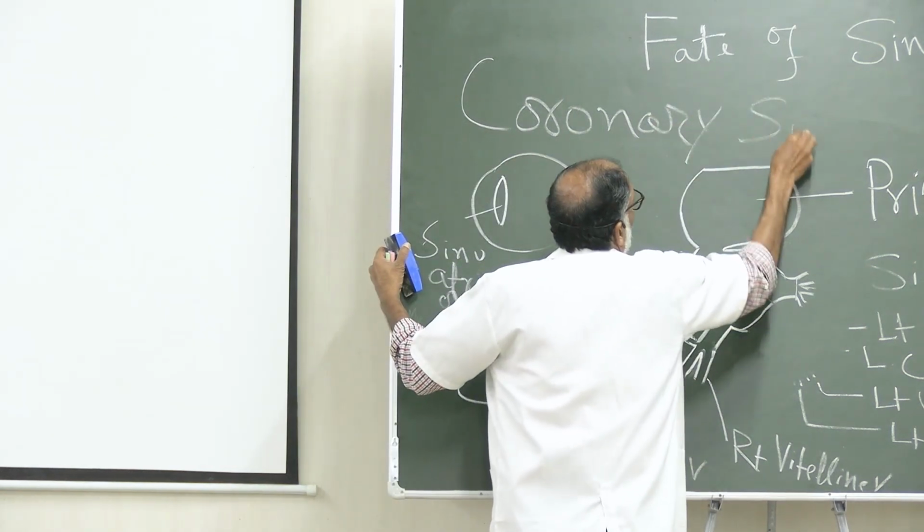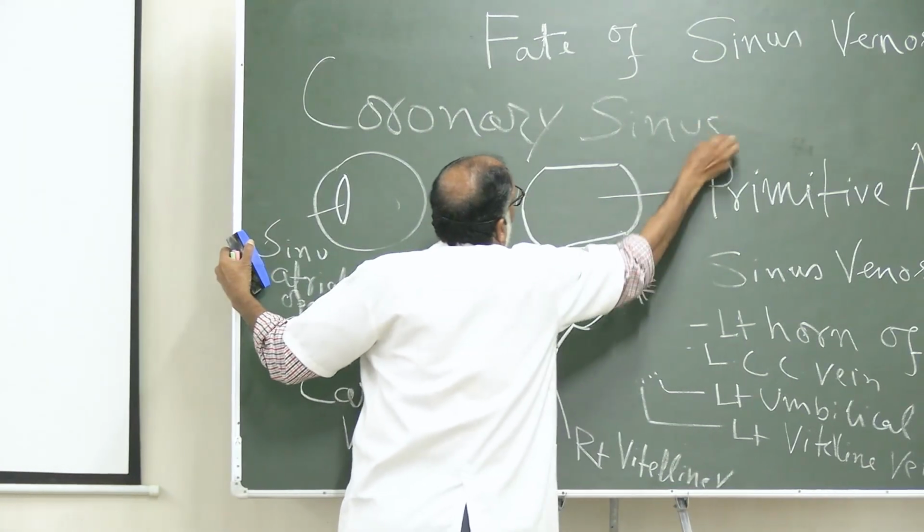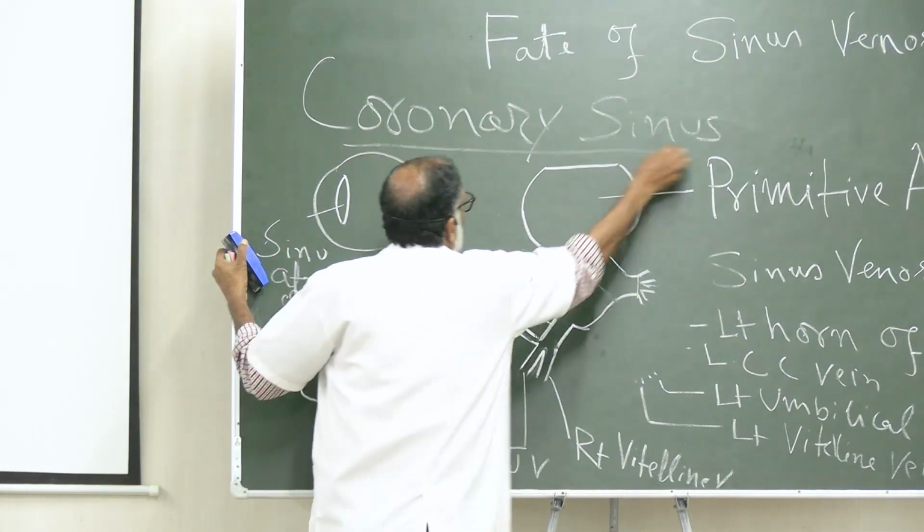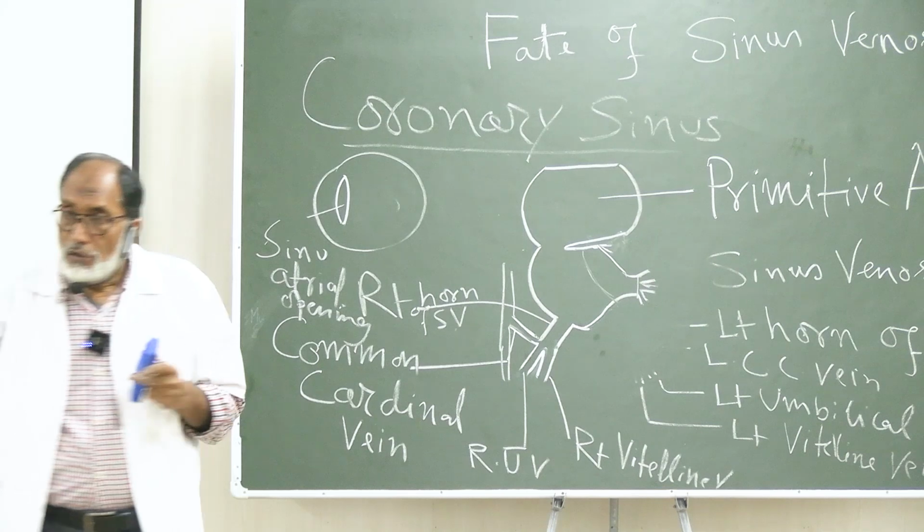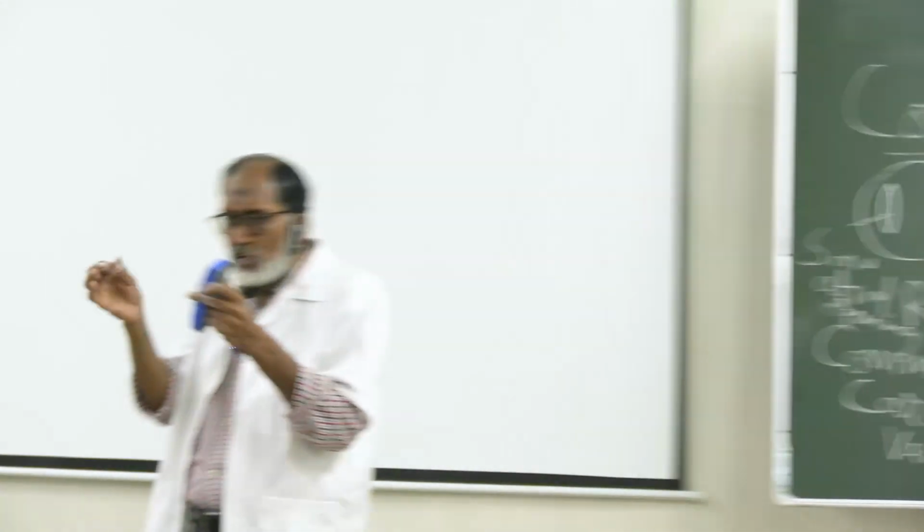Coronary sinus. What is coronary sinus? Coronary sinus is the venous channel of the heart. Coronary artery and coronary sinus. Through coronary sinus, venous blood passes.